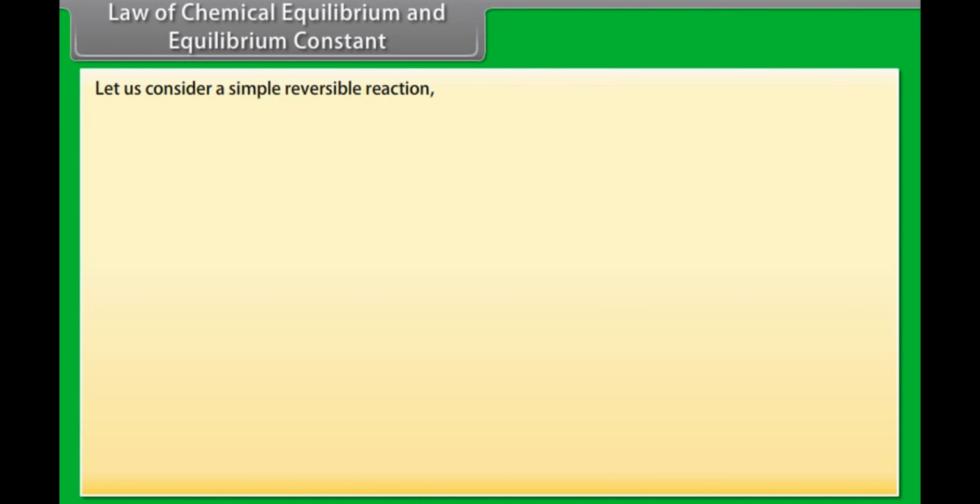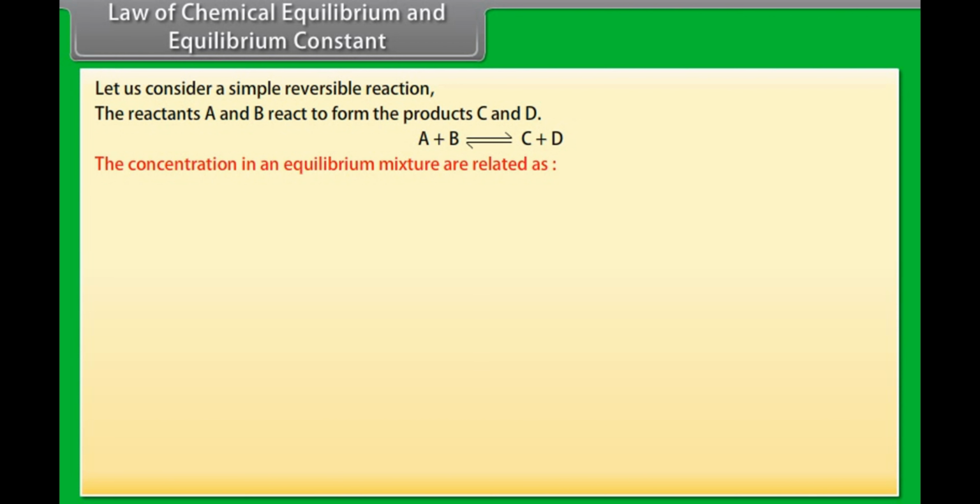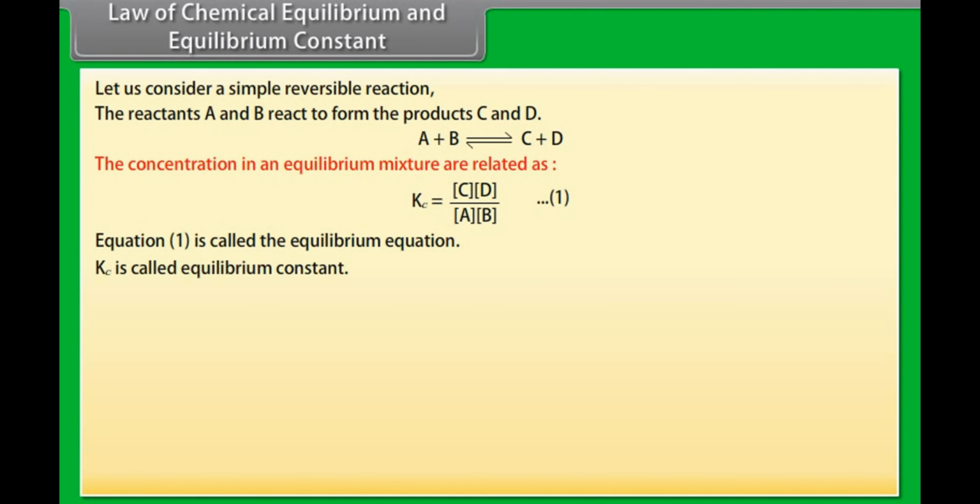Let us consider a simple reversible reaction. The reactants A and B react to form the products C and D. The concentrations in an equilibrium mixture are related as, name it as equation 1. Equation 1 is called the equilibrium equation. Kc is called the equilibrium constant, and the term is called the equilibrium constant expression.